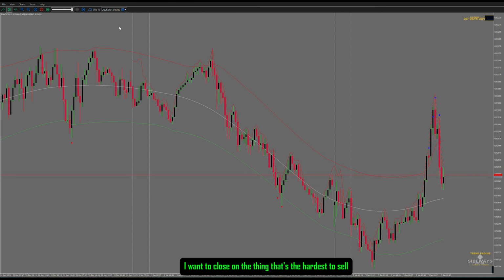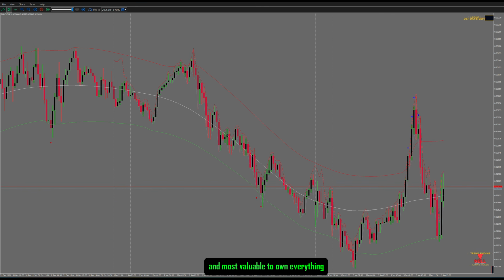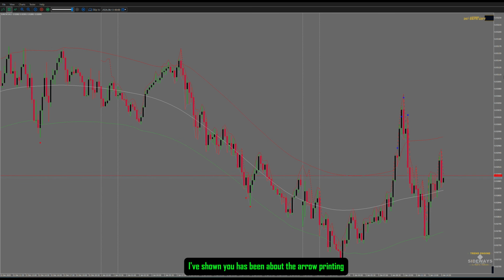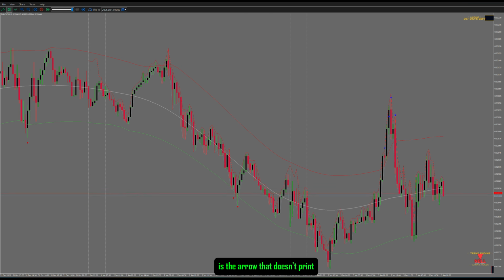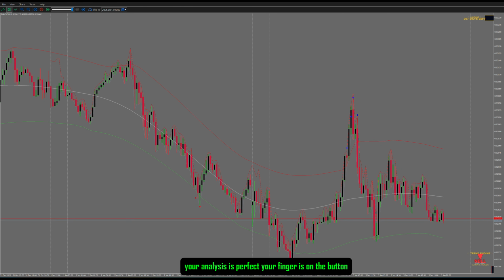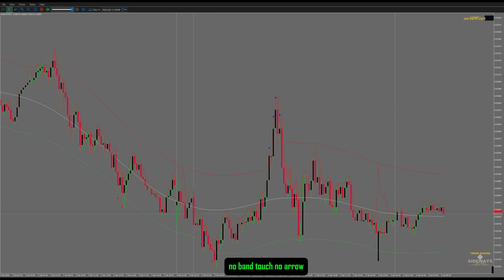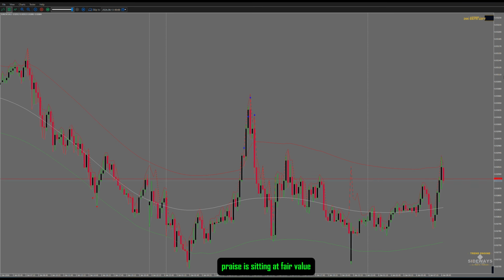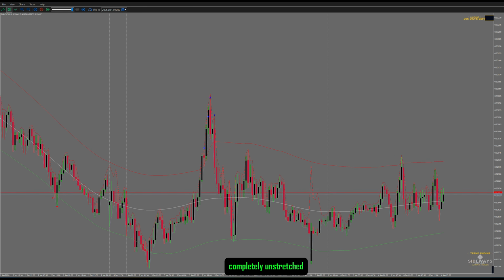I want to close on the thing that's the hardest to sell and most valuable to own. Everything I've shown you has been about the arrow printing, but the highest value function of this tool is the arrow that doesn't print. Let's say price is in your zone. Your analysis is perfect, your finger is on the button, and the tool is showing you nothing. No band touch, no arrow. Price is sitting at fair value, right in the middle of the envelope, completely unstretched.